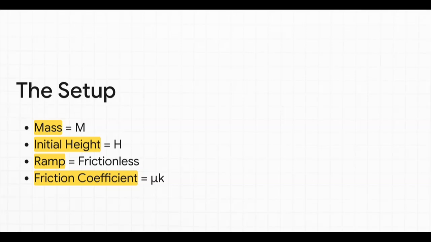Okay, so let's lay out what we're working with. We've got a block, let's say its mass is m. It starts from a height h on a ramp that's totally frictionless, super slippery. Then it hits a rough horizontal surface, and we know the coefficient of kinetic friction for that surface, which we call mu k. The big question is, how far does it go before it grinds to a halt?